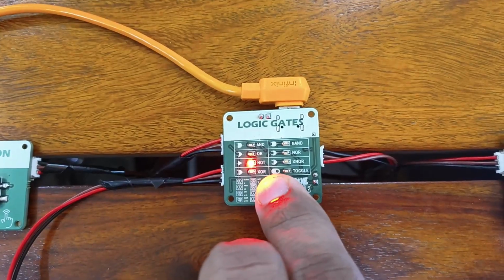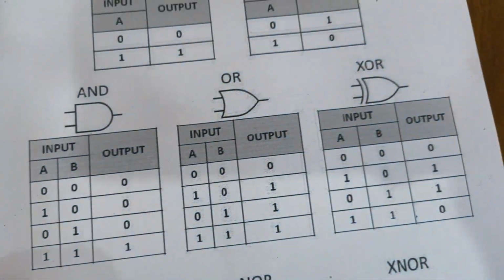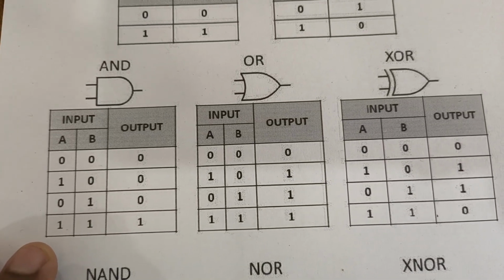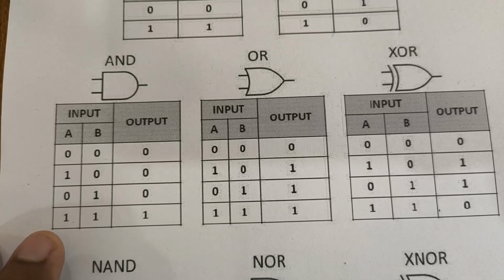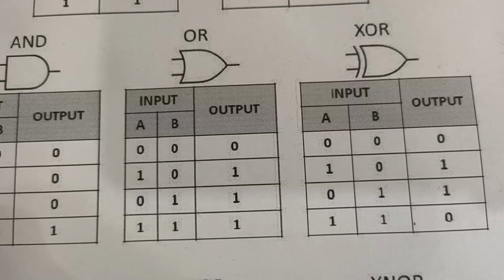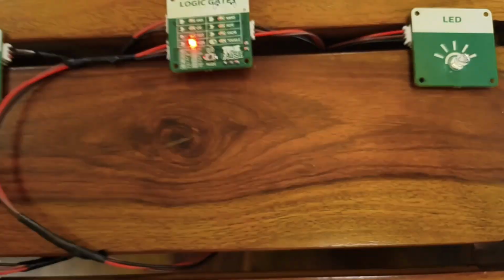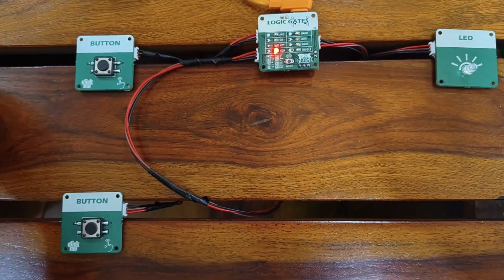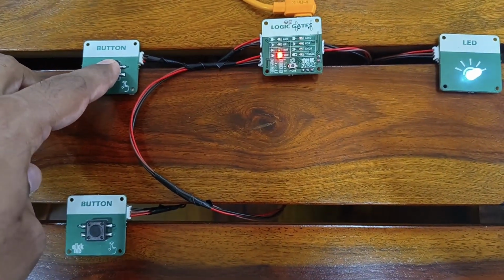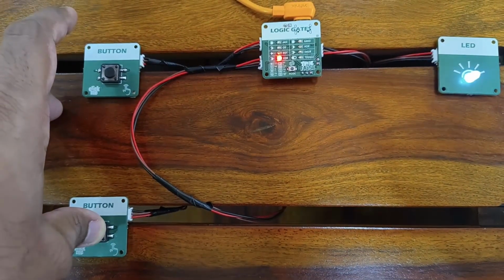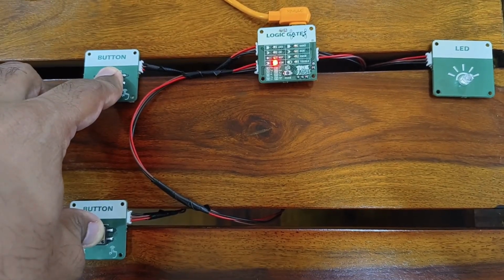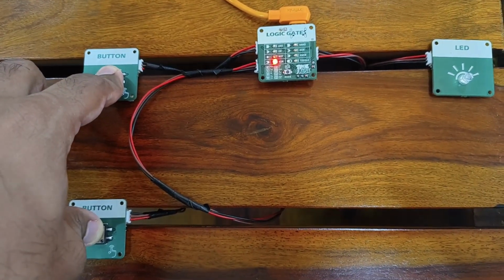Then you have XOR. So what does XOR do? When both signals are different, then the output will become 1. If both signals are the same, like 0 0 or 1 1, then the output will become 0. So currently both signals are the same, 0 0, so output is 0. If any signal becomes 1, the output will become 1. If both become 1 again, the output will become 0. So both signals need to be different.